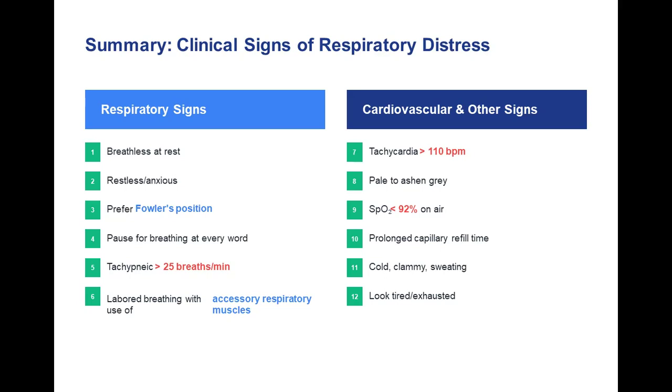On the cardiovascular and other signs side, check for tachycardia greater than 110 beats per minute, the skin cue of being pale to ashen gray, the critical SpO2 values, less than 92% on room air, poor perfusion signs, prolonged capillary refill time, and being cold, clammy, and sweating. Finally, the overall observation that they look tired or exhausted. A patient who looks exhausted is at very high risk.